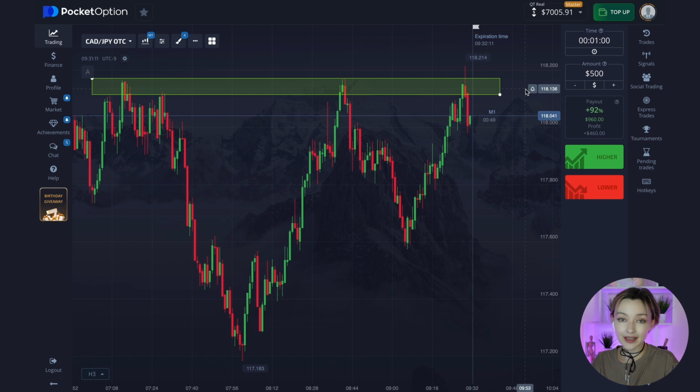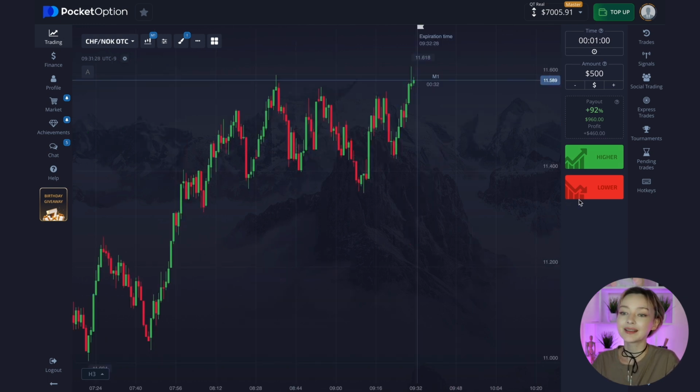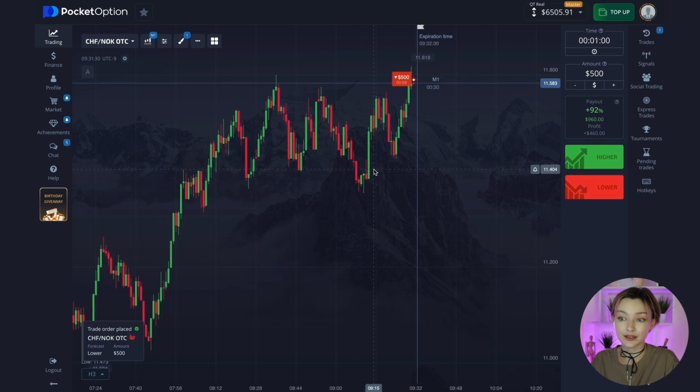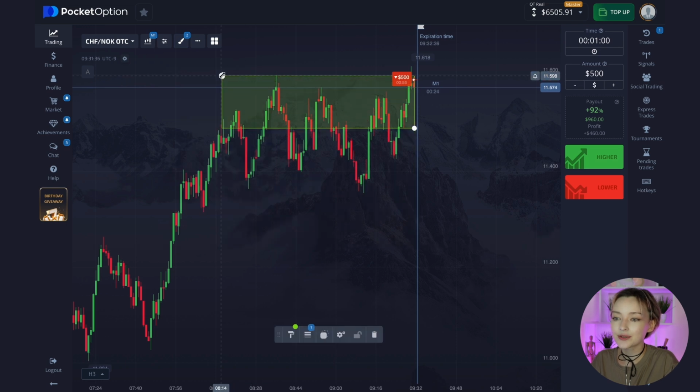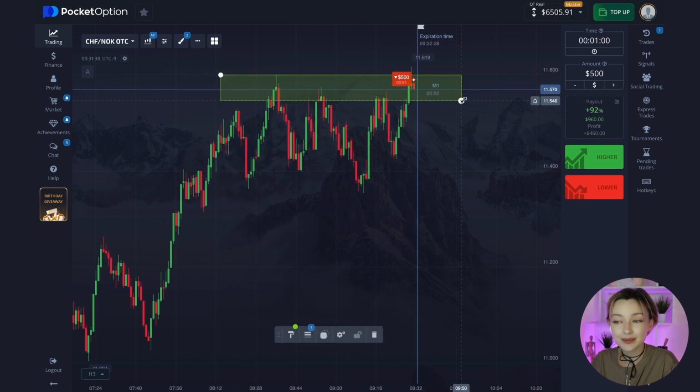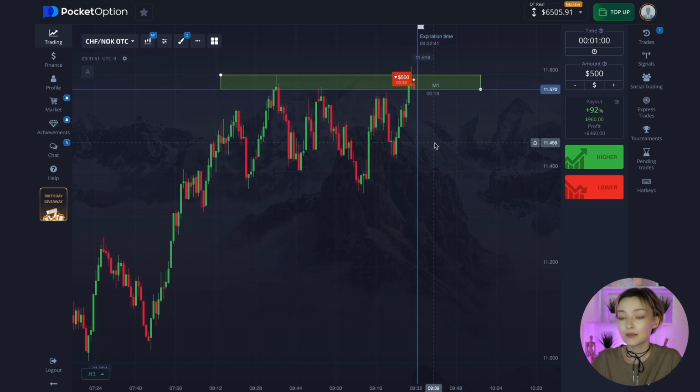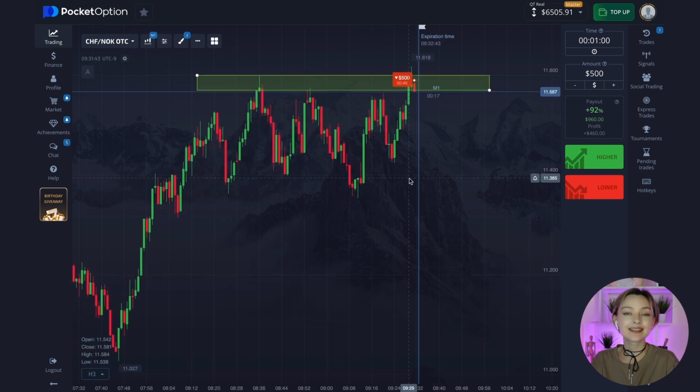I'll enable notifications for this level in case the price gets back to it once again. I'll open another downward deal because, why not? Look, an almost identical situation is going on. We are placing another trade, opening the tool selection and picking this rectangular area and placing it however we please. Basically the same resistance area, the same system.